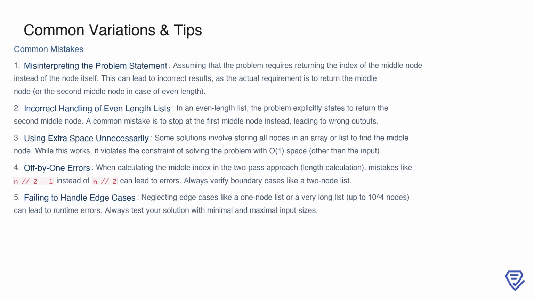Off-by-one errors are another common pitfall, particularly in the two-pass approach, where calculating the middle index incorrectly can lead to results being slightly off. Finally, it's crucial to handle edge cases effectively. For instance, a list with just one node or a very large list up to 10,000 nodes can expose weaknesses in your solution. Testing these scenarios is essential to ensure robustness.